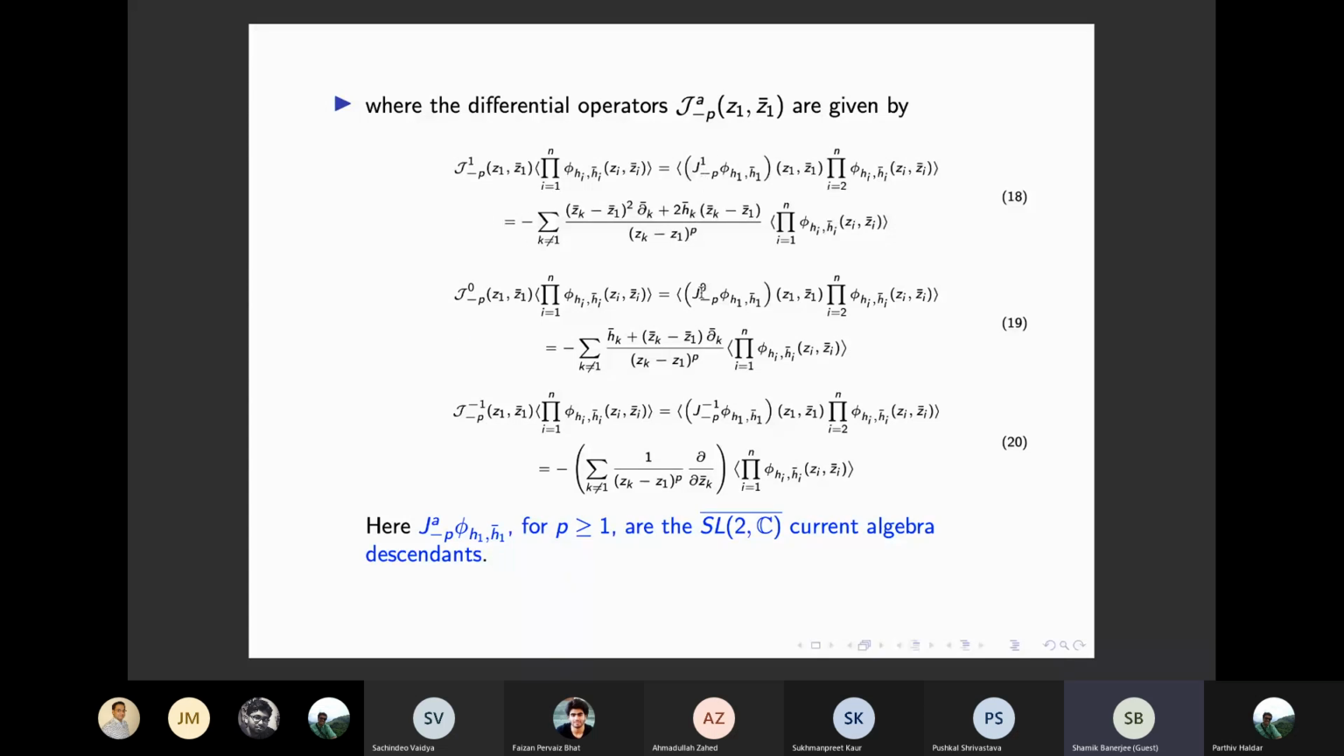So you have J1, J0, and J minus 1, and you have the descendant fields, that is J a minus p phi h1 bar, and the correlation function of these descendant fields with these phi's just has this form. So this is quite standard from the two-dimensional field theories. You can do it in a straightforward way, and that's what you get.